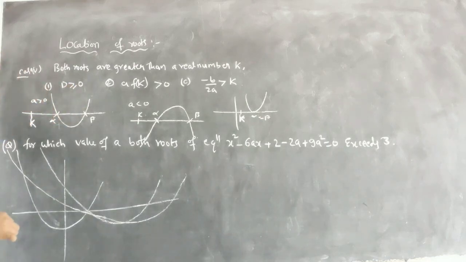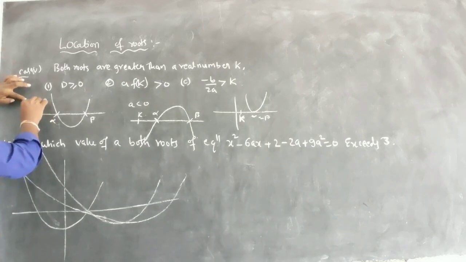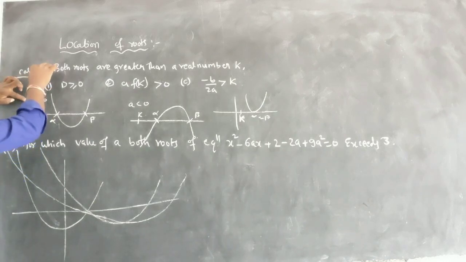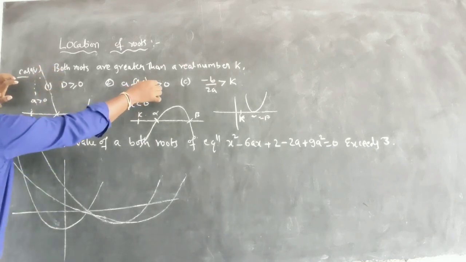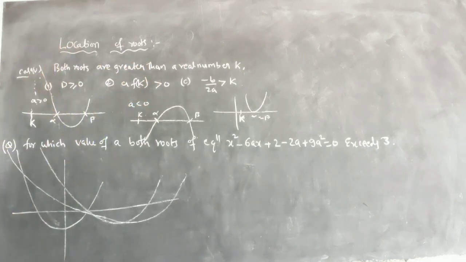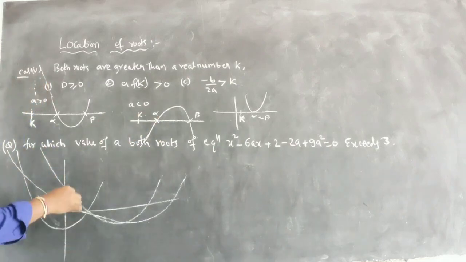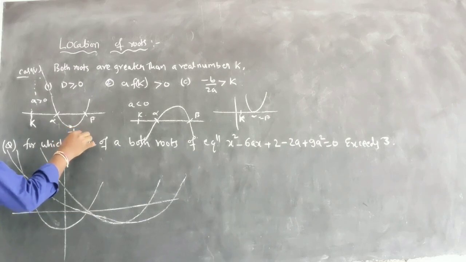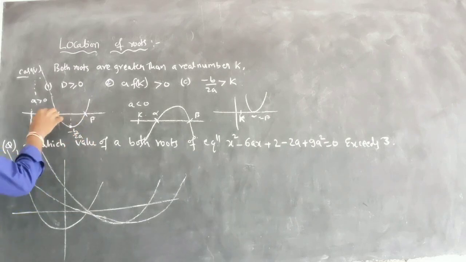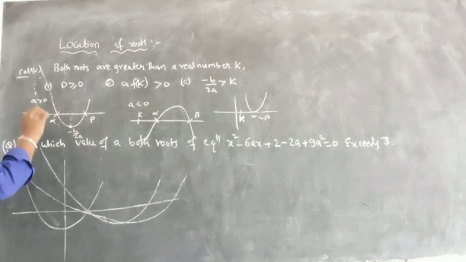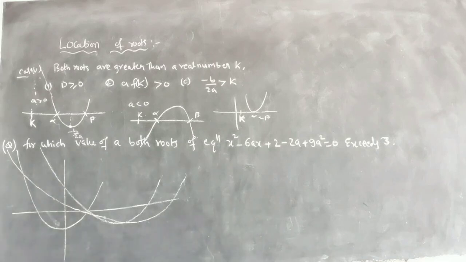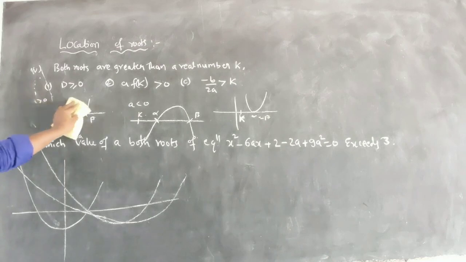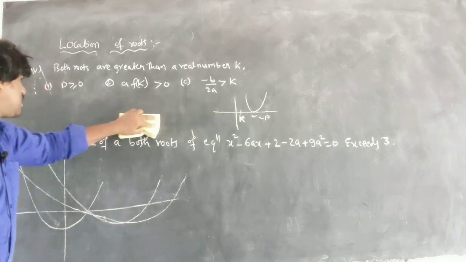And one more thing: if a is greater than 0, f of k is positive. So positive into positive is positive, so a times f of k will be greater than 0. Another one is the vertex of this parabola, that is minus b by 2a, and this x will be greater than k. These are the conditions which are important to deal with this question. Hope you understand. This is case number 5. So let us apply these conditions to find the answer for the question below.